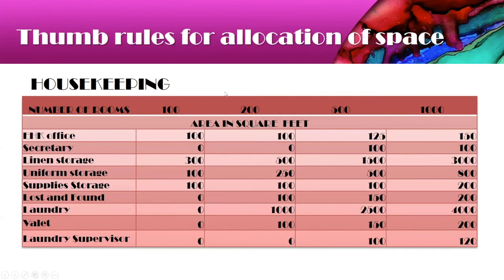housekeeping department. The linen storage, uniform and supply storage, the area is starting from 100 square feet to 3000 square feet for linen storage in a very large hotel. Then space for lost and found, as shown here, is not allocated in a small hotel, but it is there, 200 square feet, in a very large hotel. Laundry, similarly, the small hotel may not have a laundry because they might outsource it, and a very large hotel would generally have 4000 square feet of laundry space allocated.